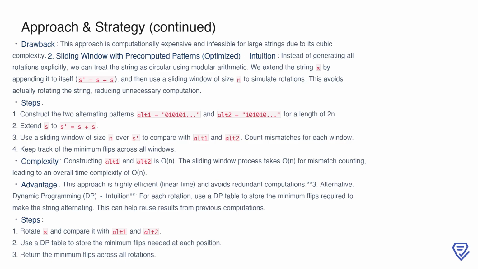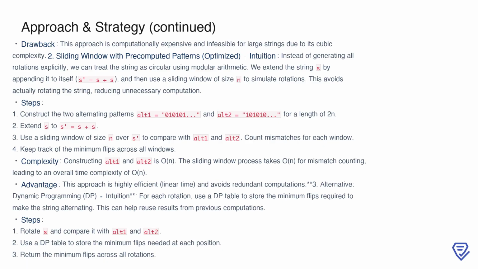A much more efficient method involves using a sliding window with pre-computed patterns. This approach eliminates the need to explicitly generate rotations. Instead, we treat the string as circular by appending it to itself, effectively creating an extended string. With this extended string, we can use a sliding window of size n to simulate rotations without actually moving characters.